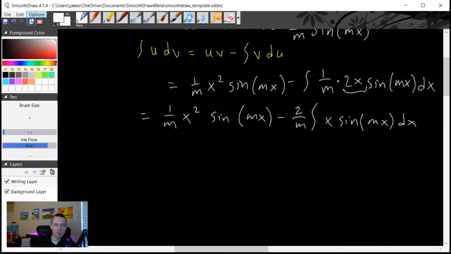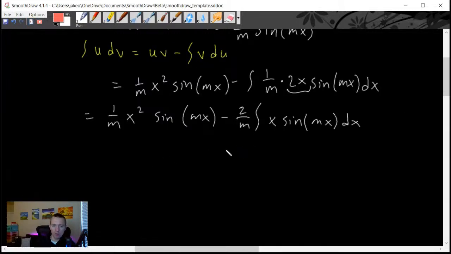Okay, so again, now we can do the exact same process this time. We can say, again, our u is going to be x, because we want to keep taking the derivative of that x or x squared term. And then our dv is going to be this sine of mx dx term.